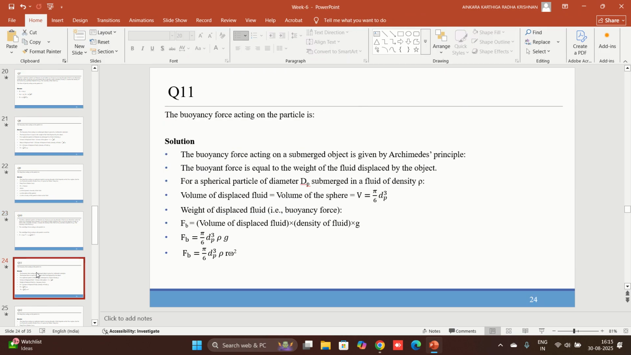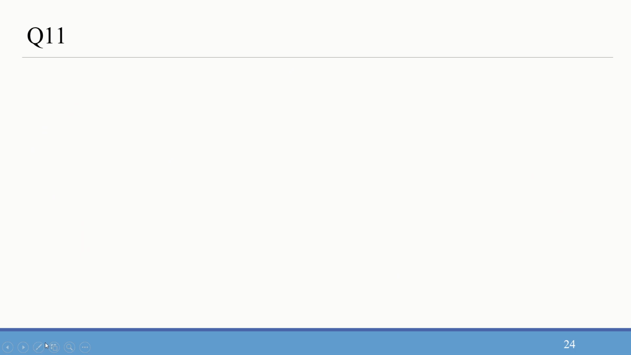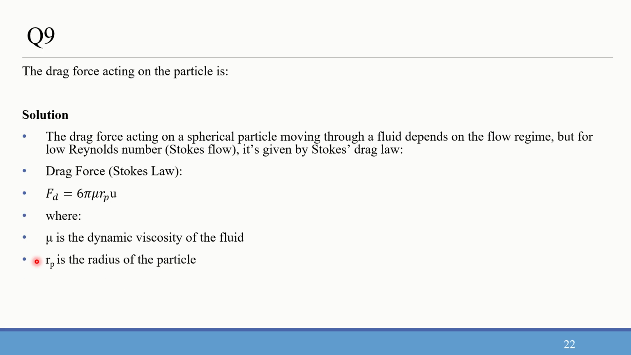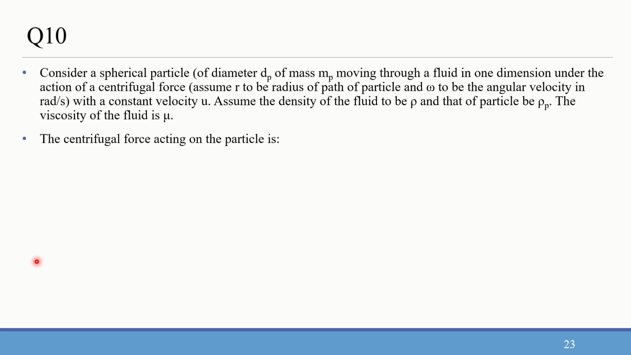Now we will go to question 11. All the coming up questions are based on centrifugal force and not like a normal settling. So if we want to read the question once again: consider a spherical particle moving through a fluid in one dimension under the action of a centrifugal force. Assume r to be the radius of the path of the particle and omega to be the angular velocity in radians per second with a constant velocity u, assuming the density of the fluid to be rho and that of the particle to be rho p.